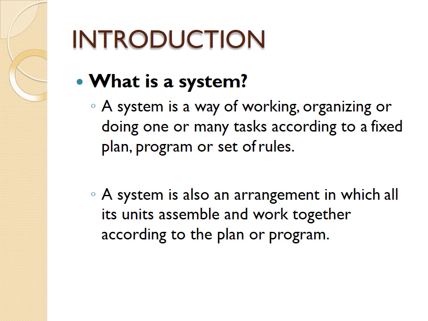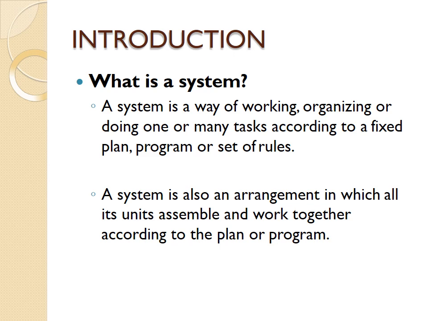Generally, what is meant by a system? A system is a way of working, organizing, or doing one or many tasks according to a fixed plan, program, or set of rules. So generally a system means a fixed set of inputs, and it will process and give an output. A system is also an arrangement in which all the units assemble and work together according to the plan or program.